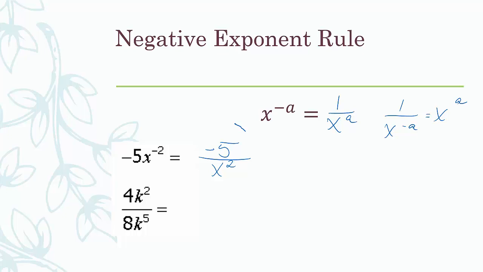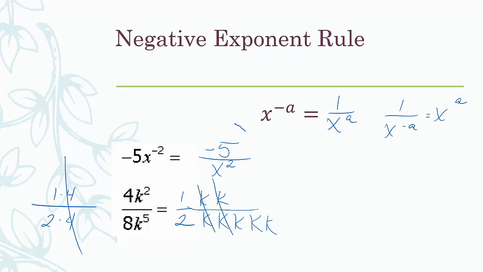Close enough. So I'm going to reduce the 4/8, and that brings me down to 1/2. That is because 4 is 1 times 4, and 8 is 2 times 4. We reduce them. And we've got k squared over k to the 5th. So these go away, and that equals 1/2 k cubed. Now, if we want to be all fancy, we can bring this up and go k to the -3 over 2, and that would be an equivalent expression.